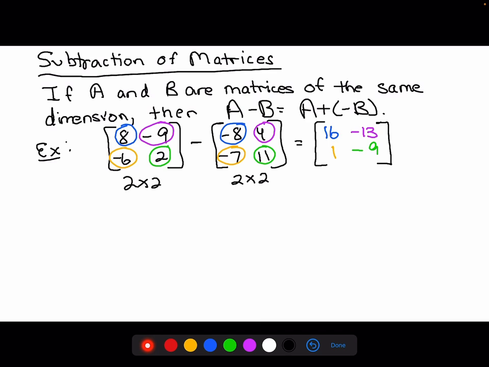So just make sure to pay attention to that sign in the middle. Remember, it's just like subtracting integers in general. Just make sure you're subtracting the elements that are in the same positions. And again, they have to be the same dimension. If they're different dimensions, you can't subtract them.